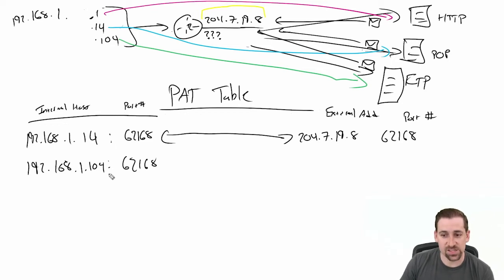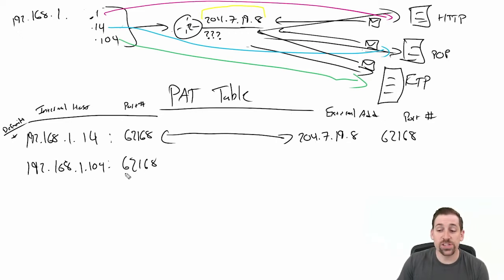But I can do this. .104 and .14, they just randomly assign the same port number. The likelihood is low, but it's possible. And so this is the default behavior in NAT overloading environments on a Cisco device.